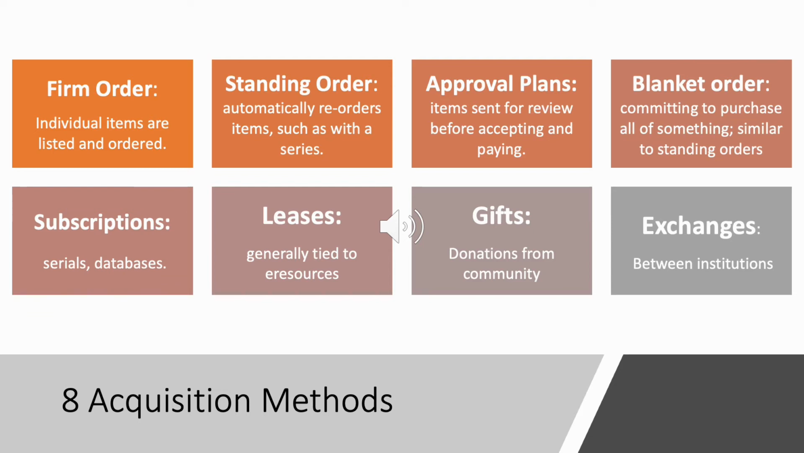A firm order is when a library places an order for an item as needed. It's the same approach as going to Amazon and selecting items to purchase on the spot. That's a firm order.